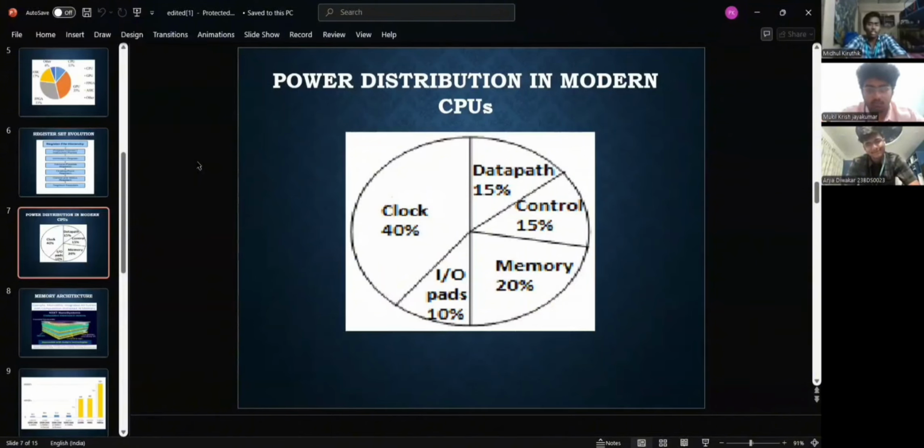Looking ahead, exciting research is underway, like optical register files using silicon photonics, non-volatile registers enabling instant context switching, and quantum registers as interfaces for next-gen computing.